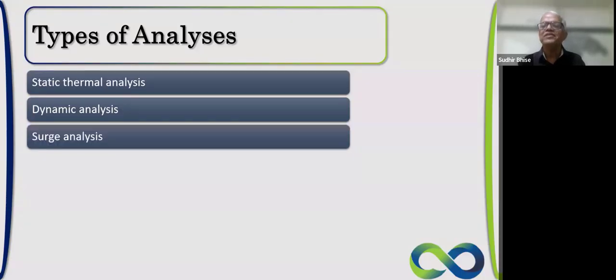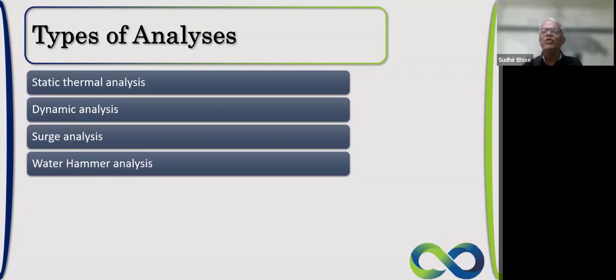Then we have surge analysis. What is meant by surge? Sudden change in pressure. This may be due to some operational philosophies, for example, sudden shutting down of a valve. Very good. Yes, sudden closure of a valve is one of the reasons, as is pump on-off. Or check valve slamming due to some reverse of flow. So all this leads to surge.